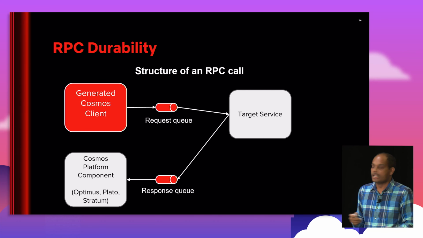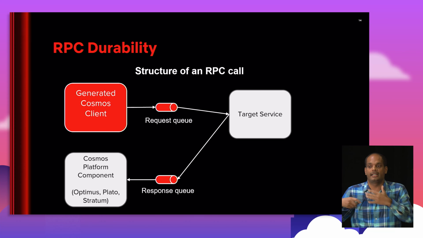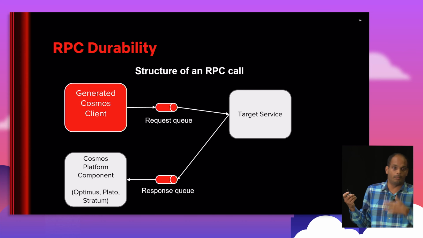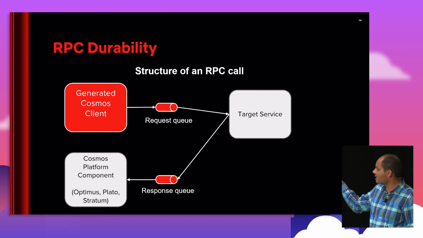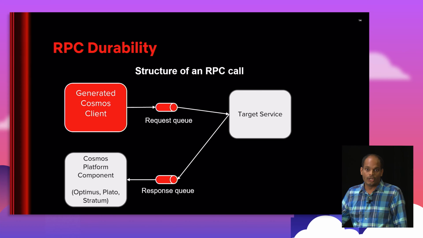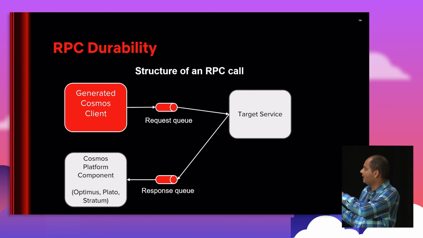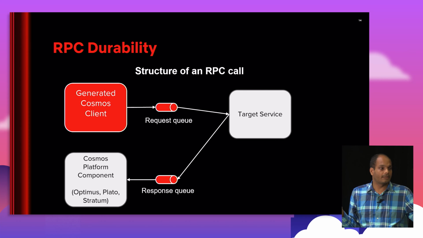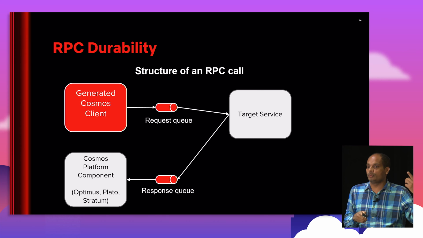When the call happens, we put the typed message into the request queue, and then the target service, based on its processing capacity, picks it up from the queue. Generally they take minutes to hours to complete. When it is done, it puts the response back in the response queue. That response is picked up by the Cosmos platform, and it resumes the caller workflow from where it left off.